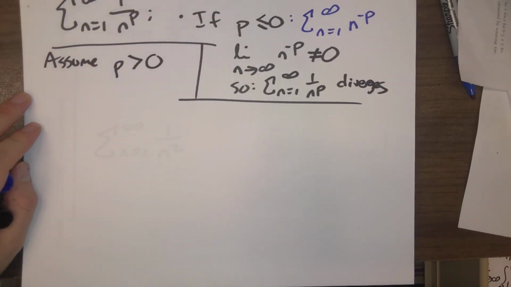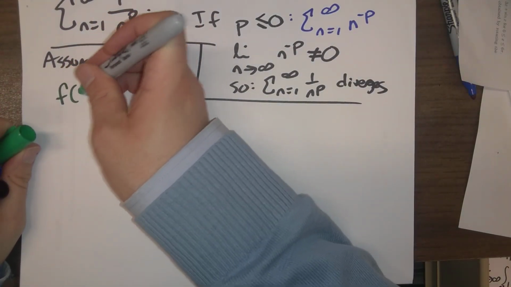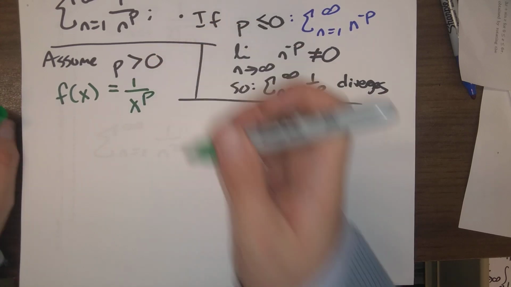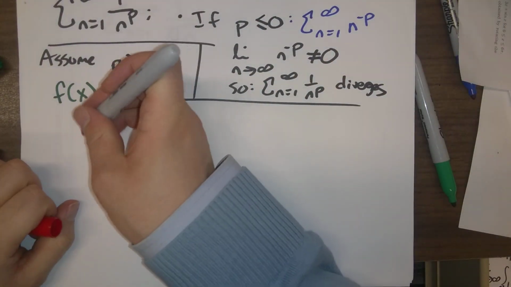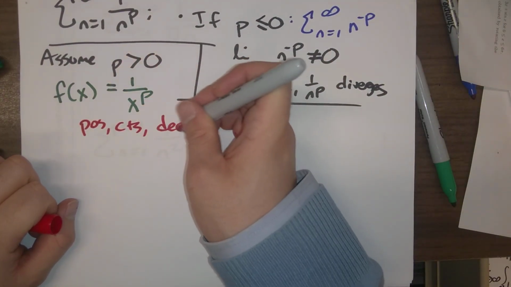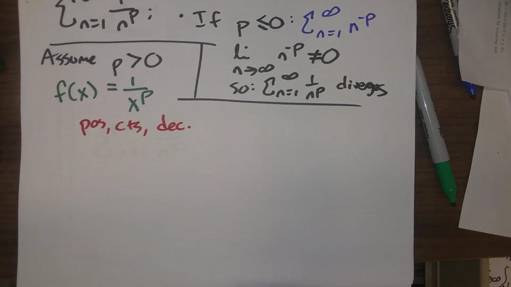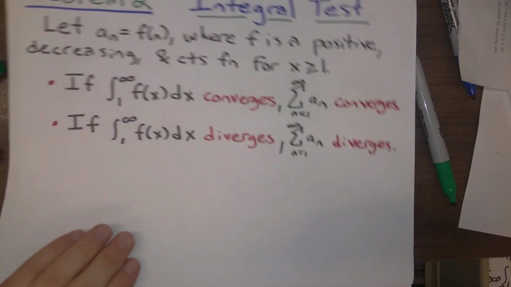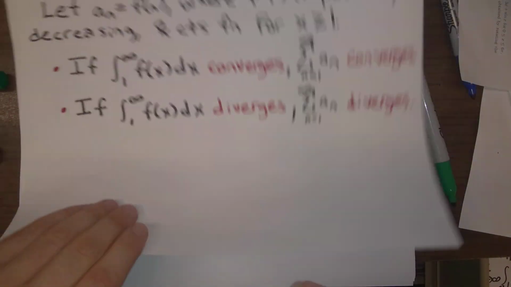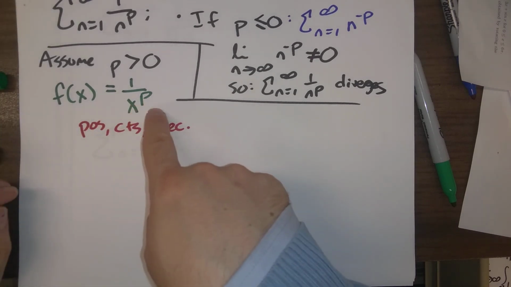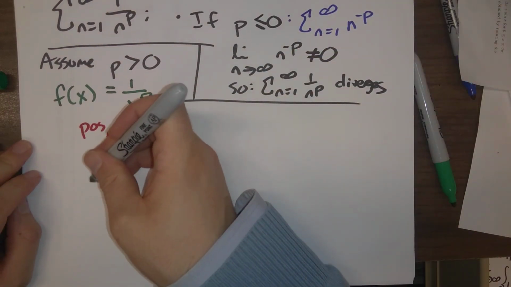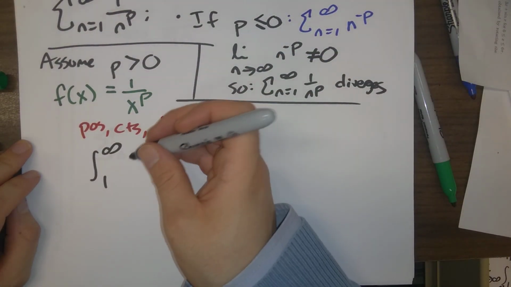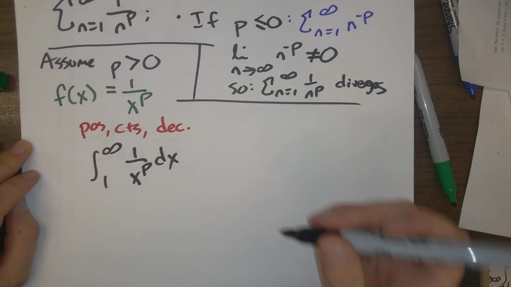So now we've got that out of the way, let's assume that p is strictly positive. Now we're going to do this with the integral test, and we're going to think about f of x equals 1 over x to the p. This is positive, continuous, and decreasing. It's pretty easy to check that all of that applies, and f of n agrees with a sub n. So we can apply the integral test. So what's going on here? This is just the integral from 1 to infinity of 1 over x to the p dx.